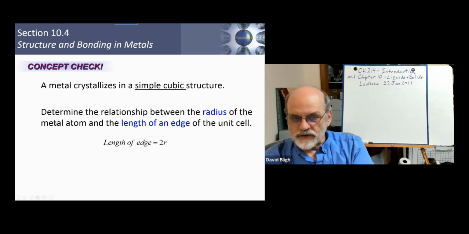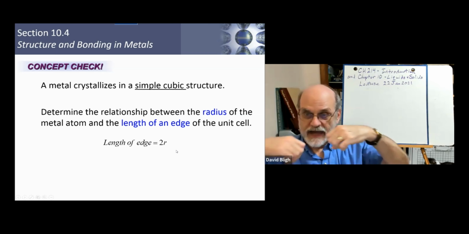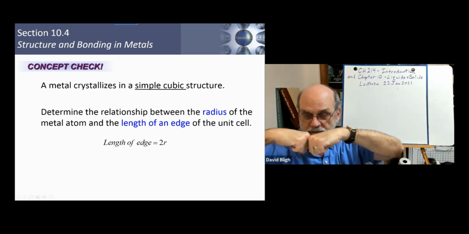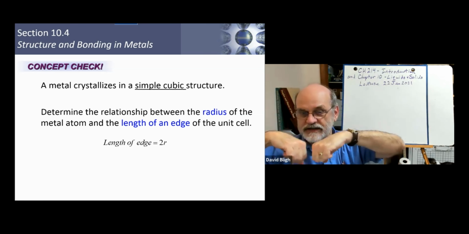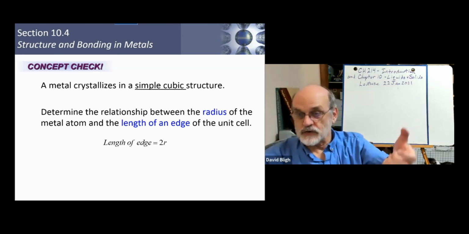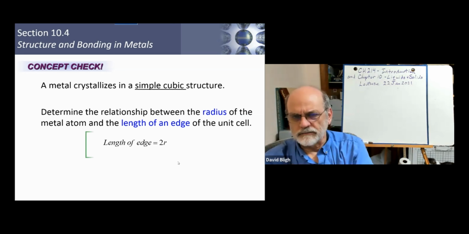So you just need to know the size of the unit cell, the length of an edge, and if it's a simple cubic, the length of the edge is simply 2 times the radius of the atom, remember? Because the atoms in the cube are touching. So 1 radius here, 1 radius there, the distance on the edge of the cell is 2 times the radius. That's an easy one to do.